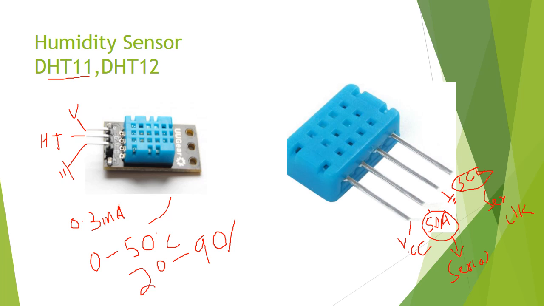So that is why there are four different pins, and it has an extra pin, that is a clock pin. The same four terminals can be found in infrared temperature sensors also.